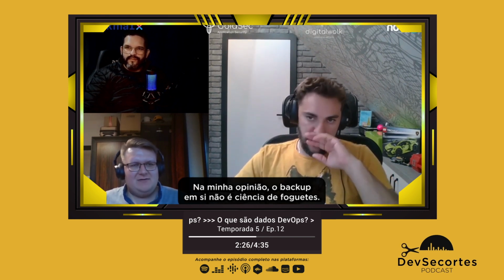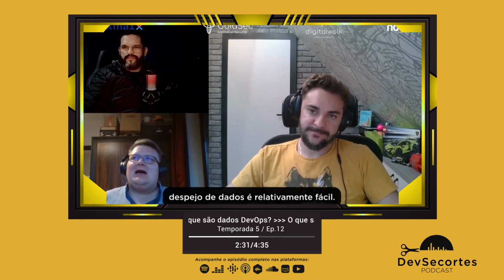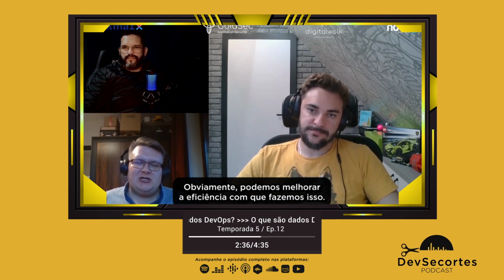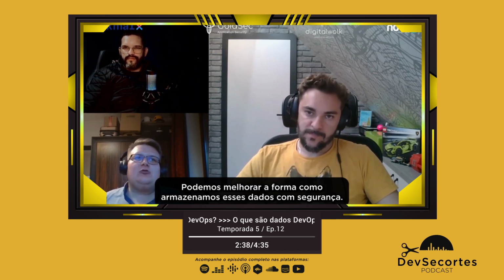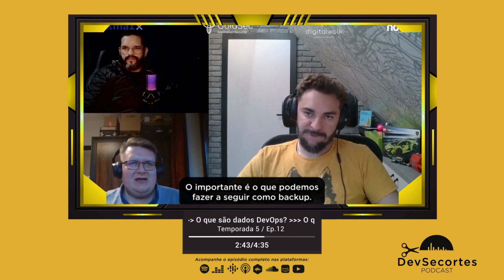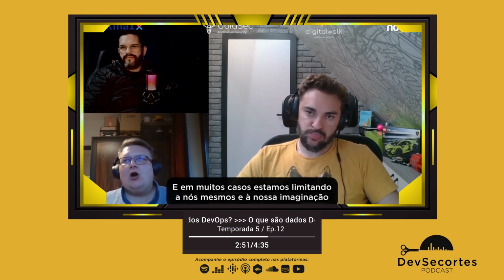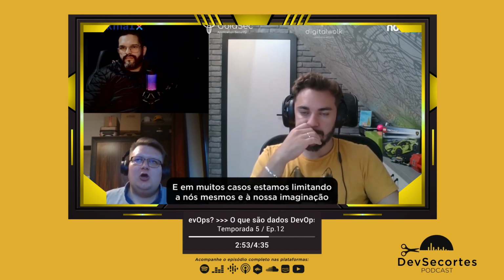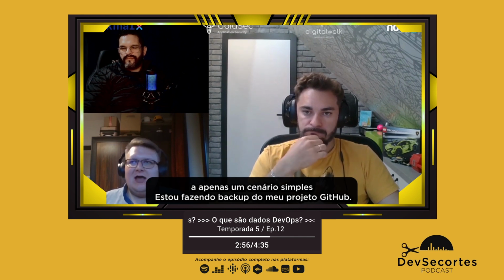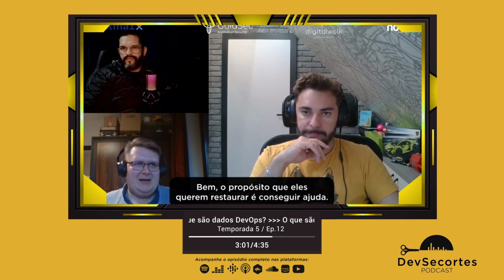The backup itself is not rocket science. At the end of the day, making some sort of data dump is relatively easy. We can obviously improve how efficiently we do it. We can improve how we securely store this data, but this part is relatively easy. The important thing is what we can do with this backup next, so how we can restore the data. And in many cases, we limit ourselves and our imagination to only one simple scenario: I'm making a backup of my GitHub project with the purpose that I want to restore it to GitHub.